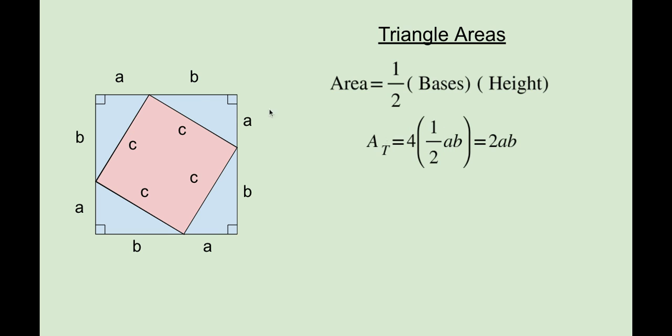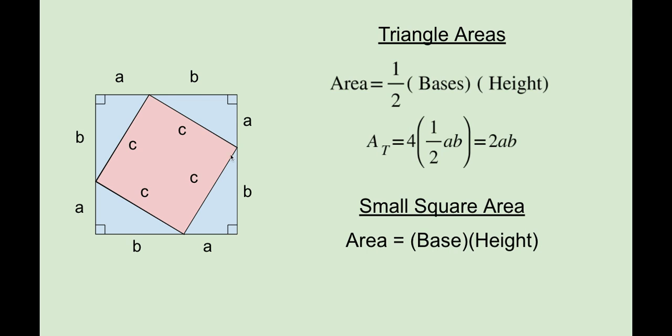I have four of them, so the blue combined will have an area of 2AB. That was easy enough. Let's find the area of the small square. When I say small, I mean the red one. There's a large square on the outside; we're not going to do that one. The area of the small square: what's the area of a square? Base times height, and the base and the height are the same. It's all C. So this is C times C, or C squared.